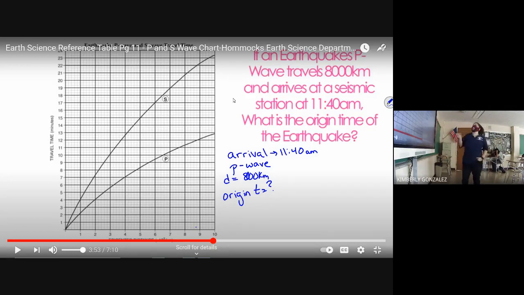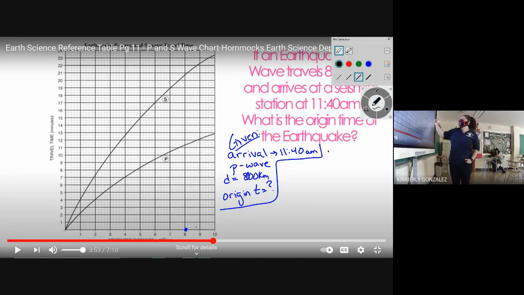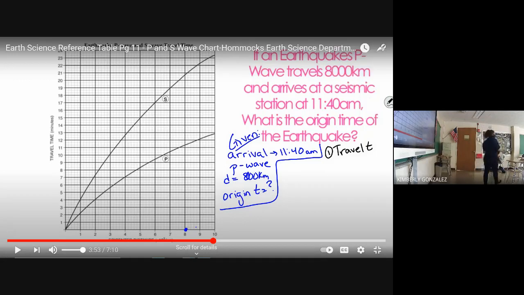So what we do know is that this wave is going to travel 8,000 kilometers, and we know that it's the P wave. That's what's given to you just from the problem, right? So step one is going to be figure out the travel time, because we need to know how long it took for the P wave to leave the epicenter and make it to you guys at the seismic station.